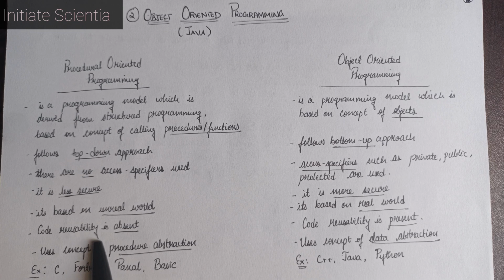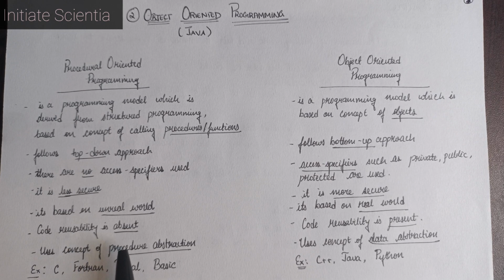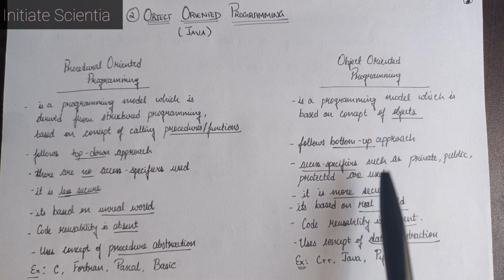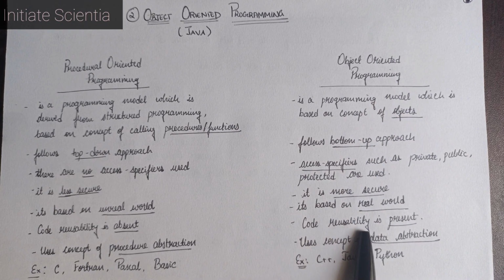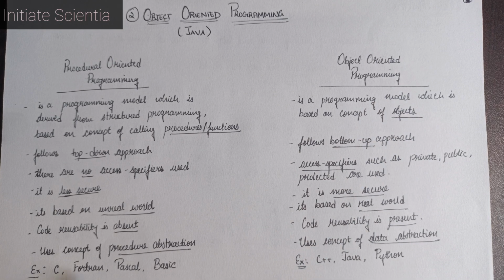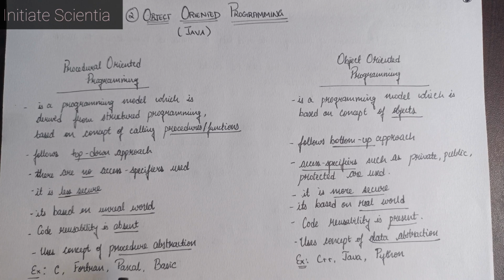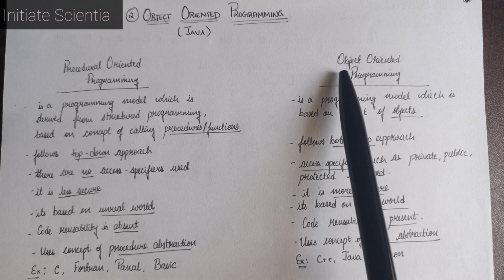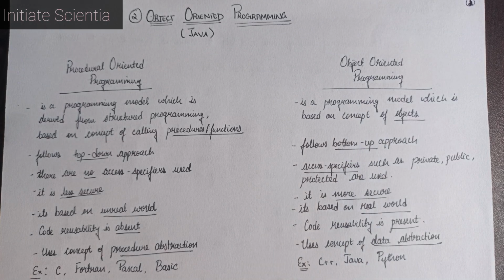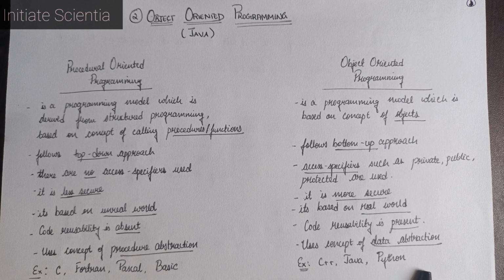In procedural oriented programming, code reusability is absent. In object oriented programming, code reusability is present. Procedural oriented programming uses the concept of procedure abstraction. Object oriented programming uses the concept of data abstraction. Examples of procedural oriented programming are C, Fortran, Pascal, Basic. Examples of object oriented programming are C++, Java, and Python.